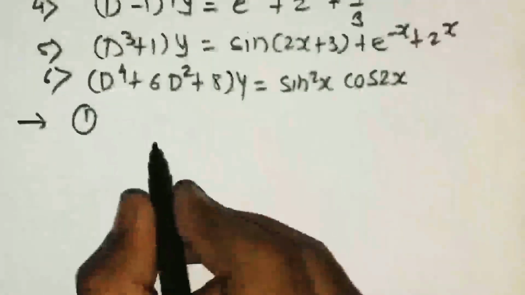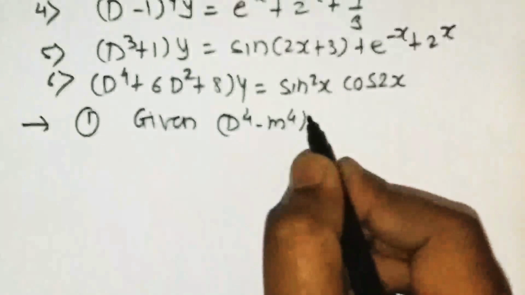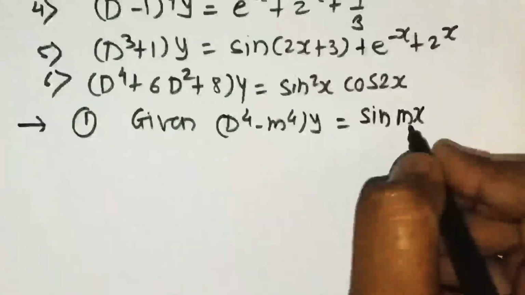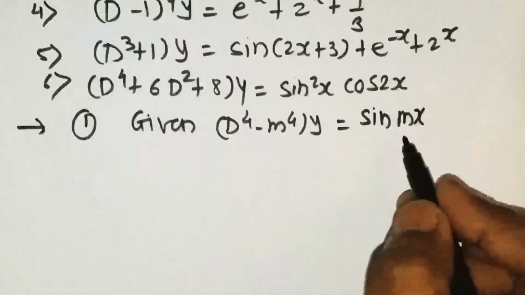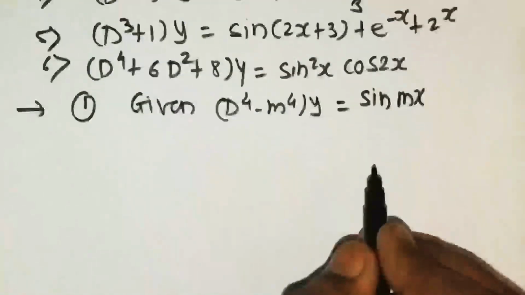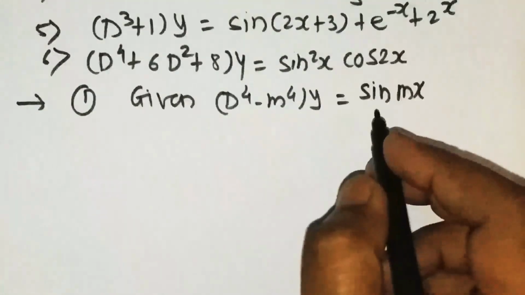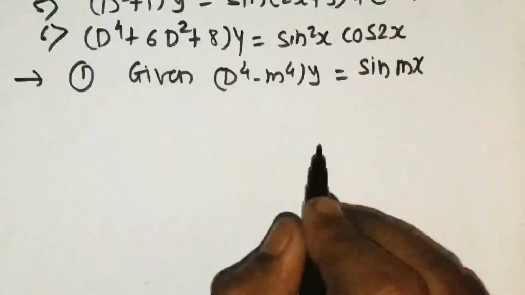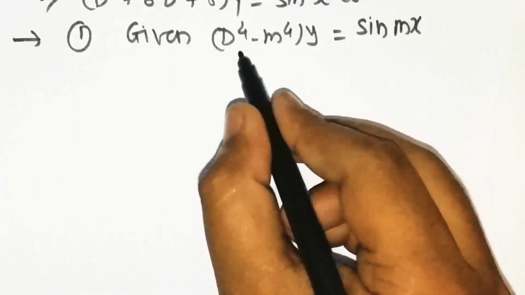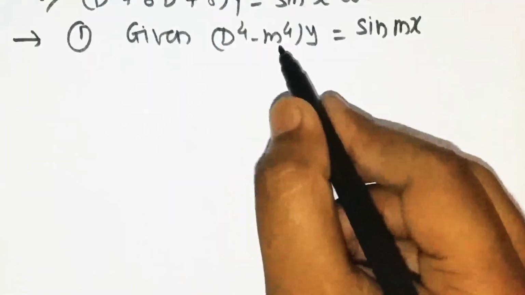Example number 1. In this example, the given differential equation is (D to the power 4 minus m to the power 4) y equals sine mx. As on the right hand side we have a sine function, sine of some angle mx, it is clear that we are going to use case number 2 of the shortcut method. From the nature of the function itself we can know what method is applicable here. And on the left hand side phi of D is already in the form of D. I will give this equation number 1.